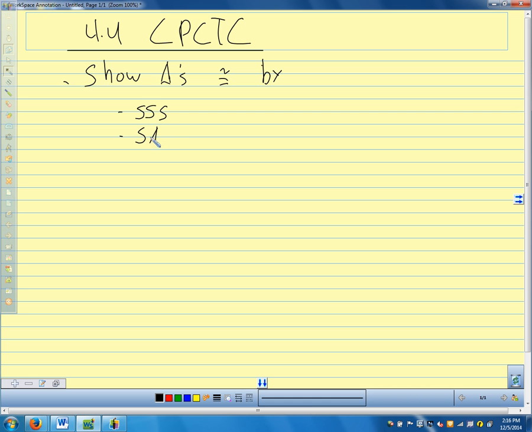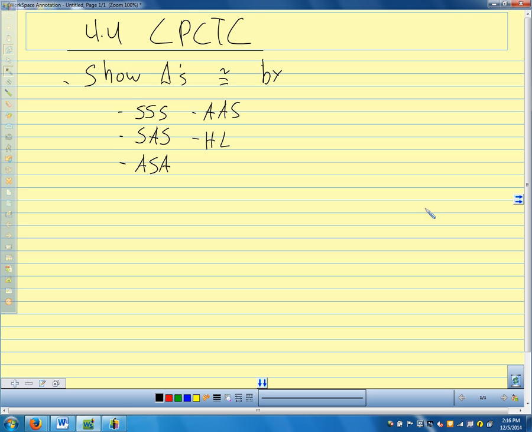And these are the things that we put on our graphic organizer. Side, angle, side. Angle, side, angle. Angle, angle, side. And hypotenuse, leg. So we have all of these 5 different ways that we can figure out that triangles are congruent. What we're going to do today is link this back to what we did at the very beginning of the chapter, where we said that if polygons are congruent, all the corresponding parts are congruent.